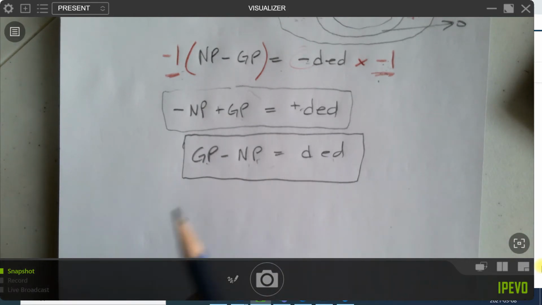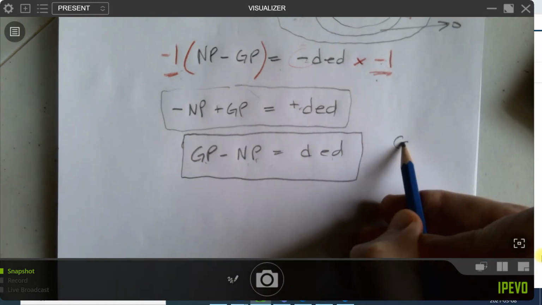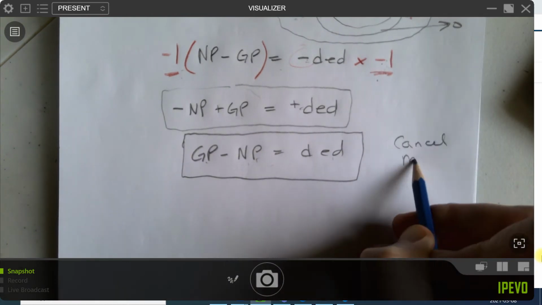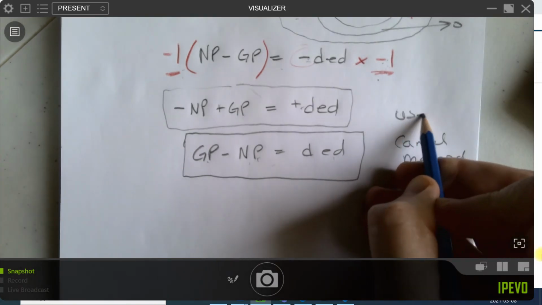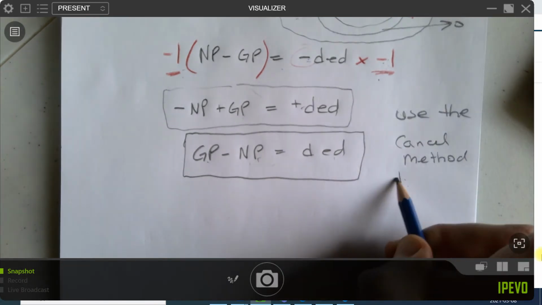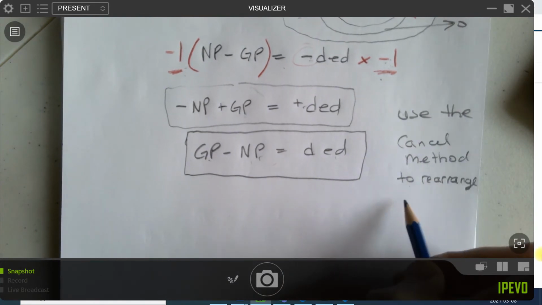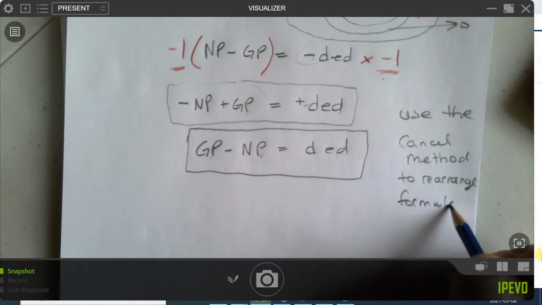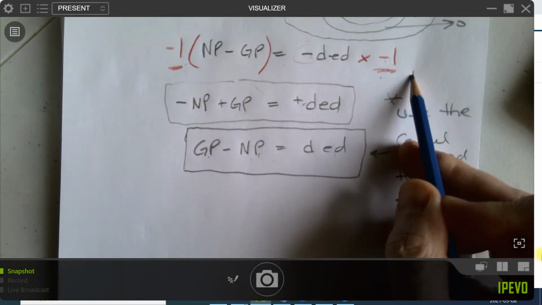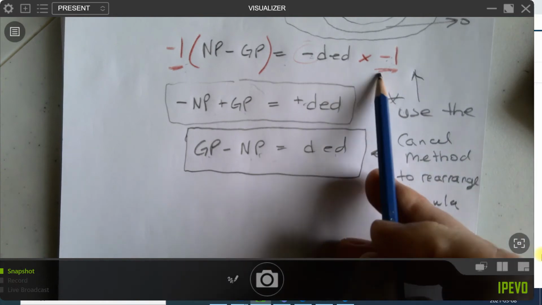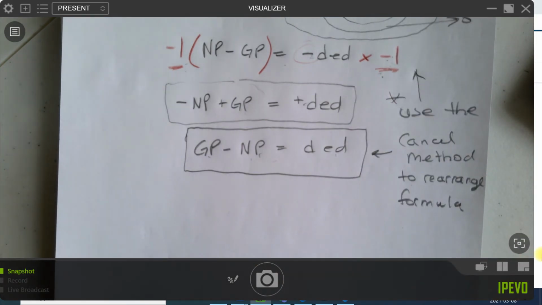But again, the way I teach you guys, this is called the cancel method. So the cancel method, we use that to rearrange formulas, right? And whatever you do to one side of the equation, you do the same thing to the other. That's a long way of saying, okay, that's our formula.